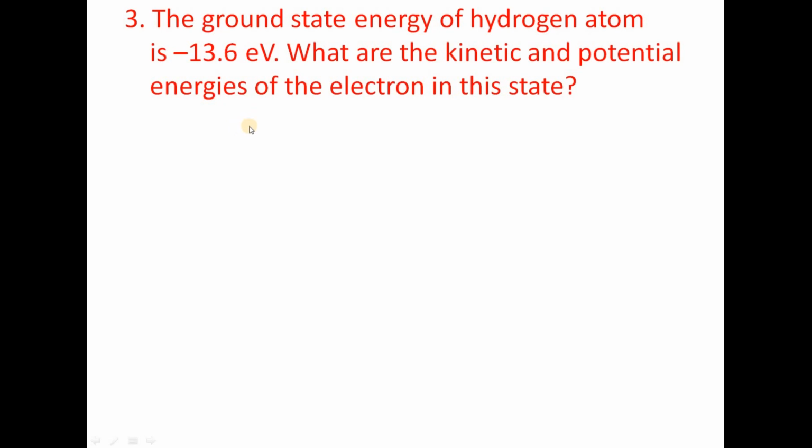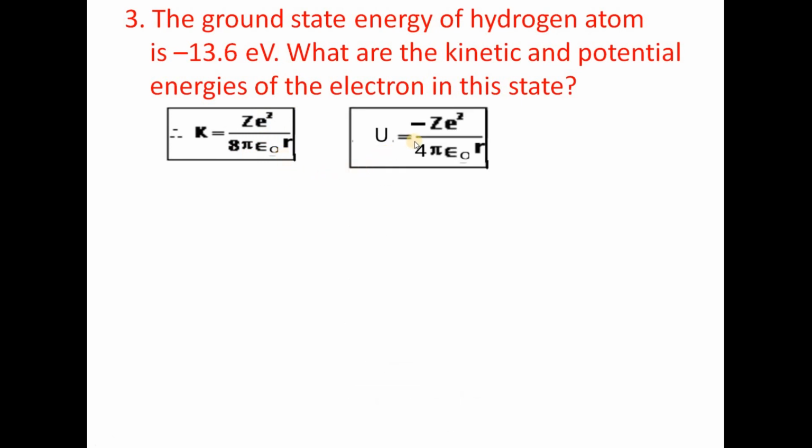Now as we know, there are relations for kinetic energy, for potential energy and total energy. Kinetic energy is given by this formula, K equal to Z e square divided by 8 pi epsilon naught r. This equation is already derived. Potential energy is given by U equal to minus Z e square divided by 4 pi epsilon naught r. And if you add these two, we will get total energy, that is given by E is equal to minus Z e square divided by 8 pi epsilon naught r.